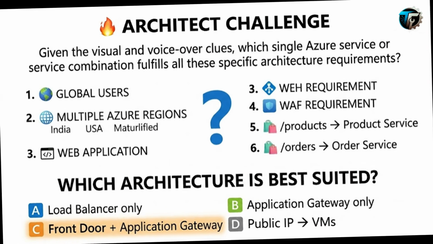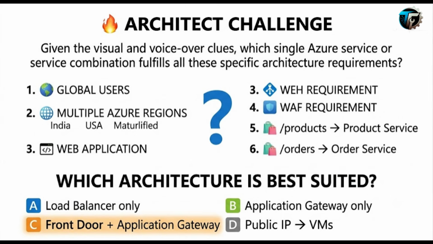Now here's your architect challenge. Your company has global users. The application runs in multiple Azure regions. You need WAF protection. And requests to products and orders need to reach different backend services. Which architecture would you choose? The strongest answer is typically a combination of global and regional capabilities. For example, Front Door for global delivery and Application Gateway for regional Layer 7 routing, with WAF where required.